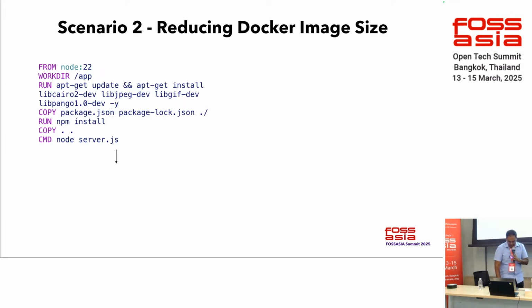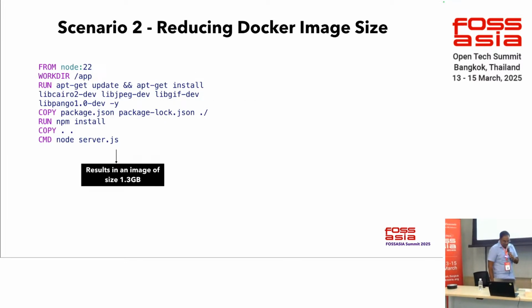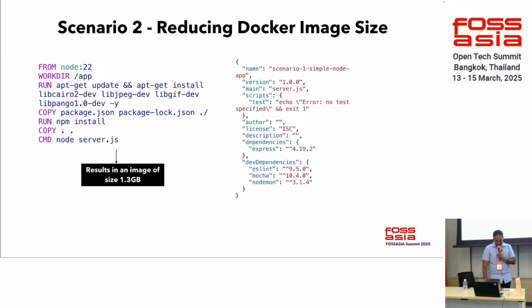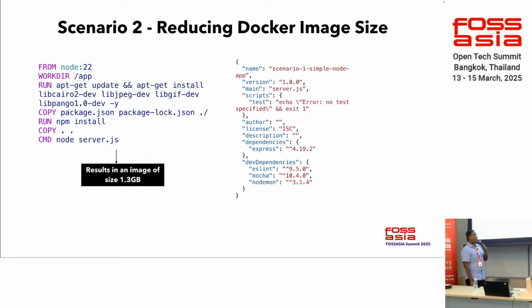Okay, so let's look at this scenario. This is a simple Node.js app. This results in a 1.3 GB sized Docker image. And this is the corresponding package JSON of that. I don't know if everyone is familiar with Node.js, but this is the corresponding package JSON file here. Can anyone tell me if I can make this smaller by just looking at these two things?